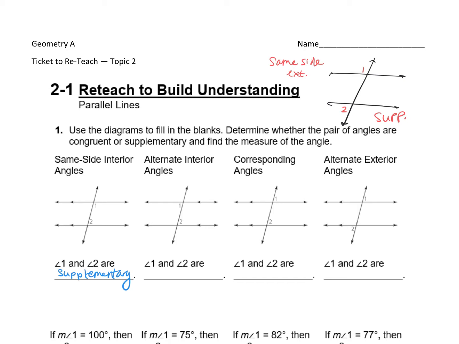So what I wanted to point out was it's all the S's. Same side interior angles are supplementary. Same side exterior angles are supplementary. So that's just one way to remember that. All right, next we have alternate interior angles. So parallel lines cut by a transversal, they are interior because they're on the inside of your parallel lines, but they're on alternate sides of your transversal. So angle 1 is on this side, angle 2 is on this side. Alternate interior angles will be congruent.